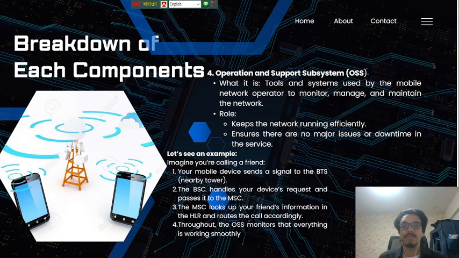Let's have a real life example that will help you to visualize and understand the concept of GSM more efficiently. Imagine you are calling a friend. What will happen? Your mobile device will send a signal to the BTS, which is the network tower. Then the BSC handles your device's request and passes it to the MSC. The MSC will look up your friend's information in the HLR and route the call accordingly. Throughout, the OSS monitors that everything is working smoothly. So that basically happens when you call your friend or family members.